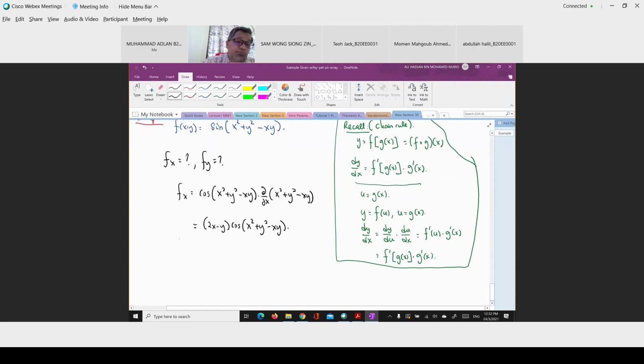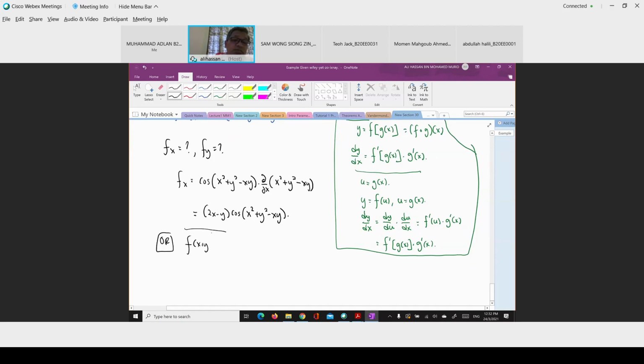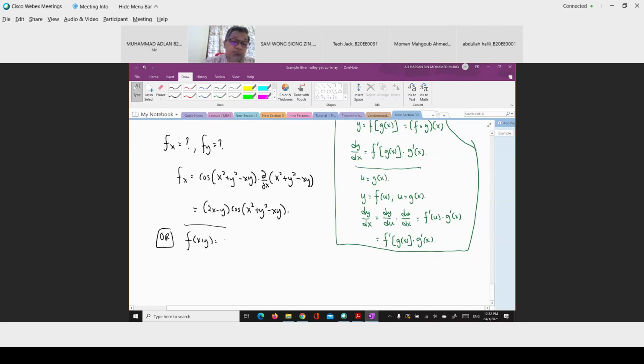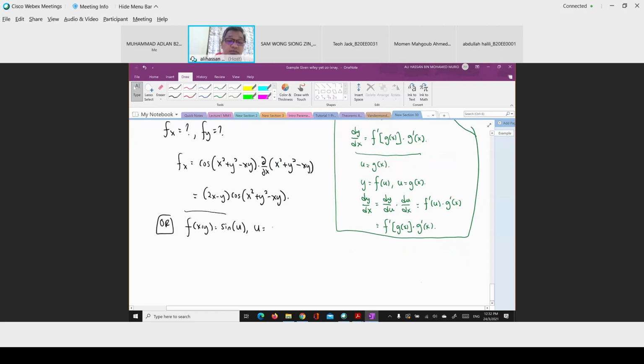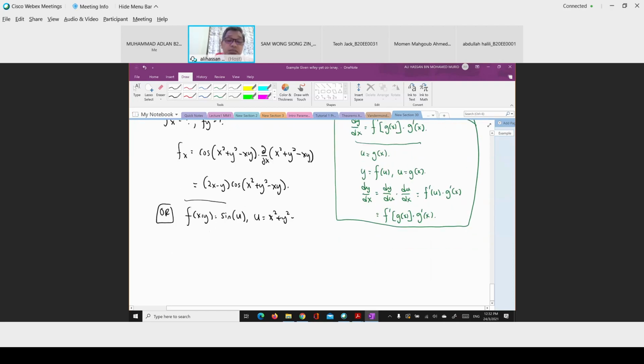So f(x,y), we can also write as a function of sine u, where u is a function of two variables, x squared plus y squared minus xy. So we want to find f partial x. We differentiate sine u with respect to u, and then we differentiate u with respect to x.